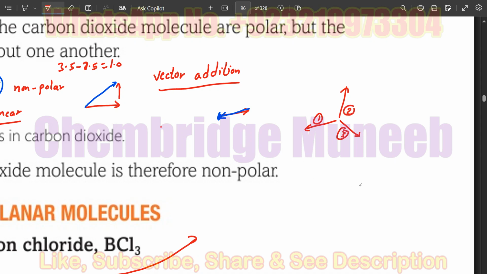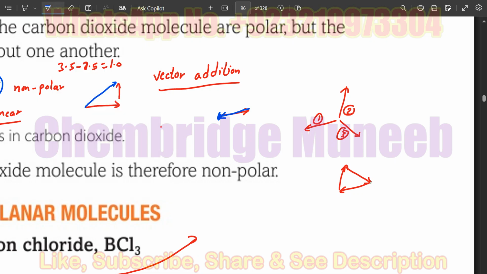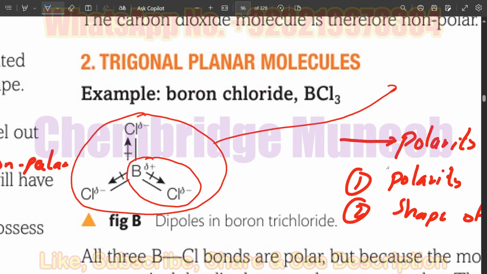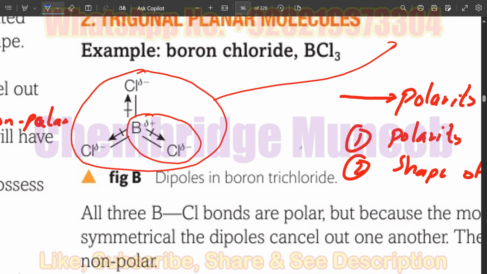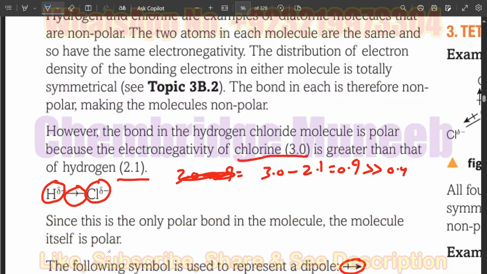I will take the first arrow here in this direction. The second arrow will be in this direction, and the third arrow will be moving in this direction. Is that right? And the resultant vector will start from this point and end at this point, so it is 0. So the dipoles are cancelled. Now you can see the resemblance between this molecule and this one.